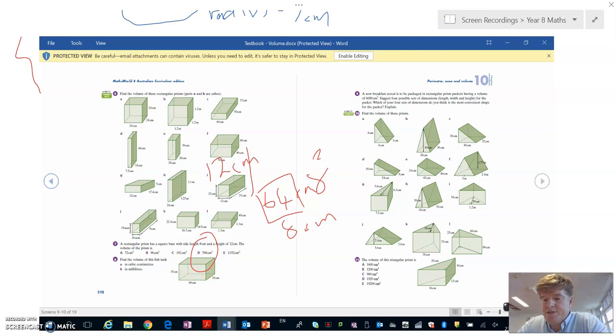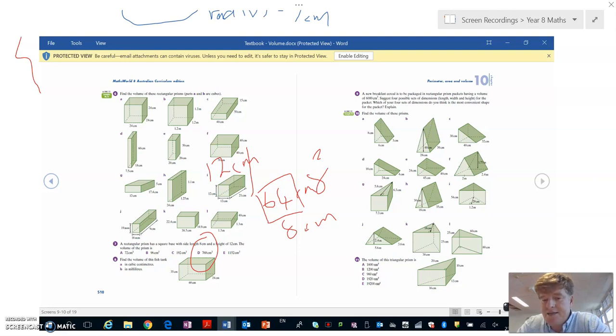Number 9 is a bit more interesting one. You've got a little bit more scope to do it. Let's have a read of it. A breakfast cereal is to be packaged in a rectangular prism that has a volume of 6,000 centimetres cubed. You have to suggest 4 possible sets of dimensions and then decide what's the more convenient. That's up to you to have a talk about. How's that going to fit in the shelf? Are people going to hold it easily? They're the things you're thinking about.